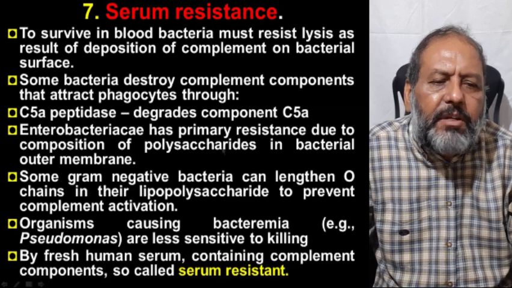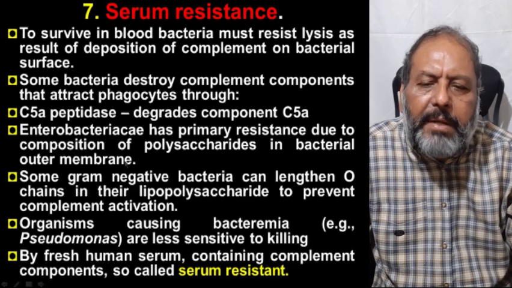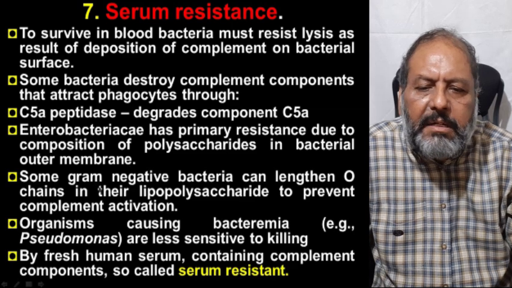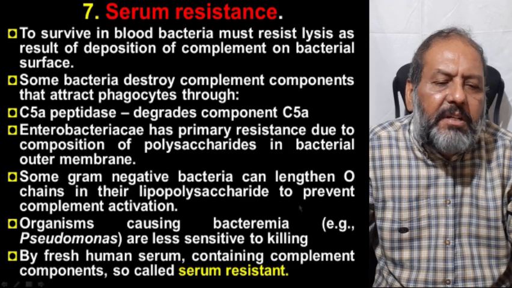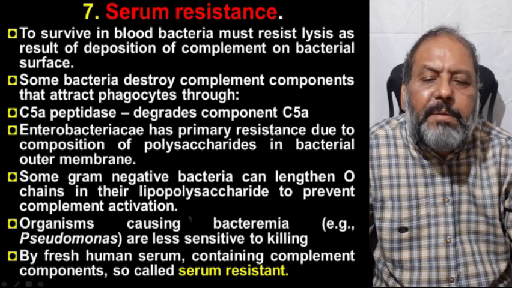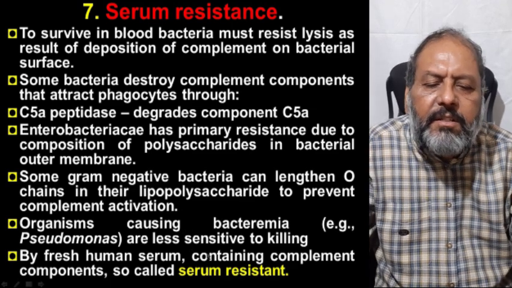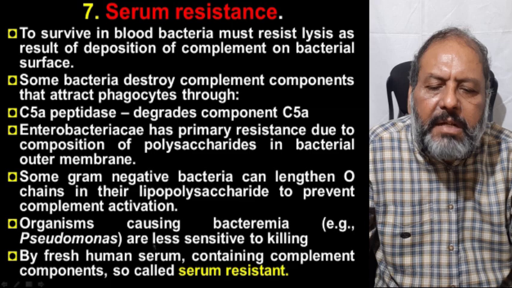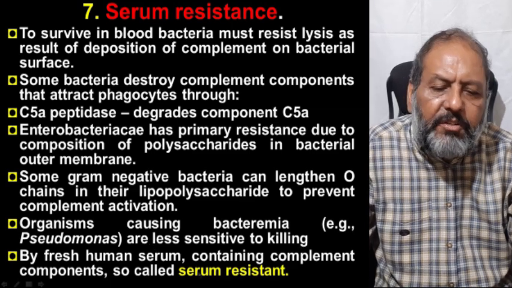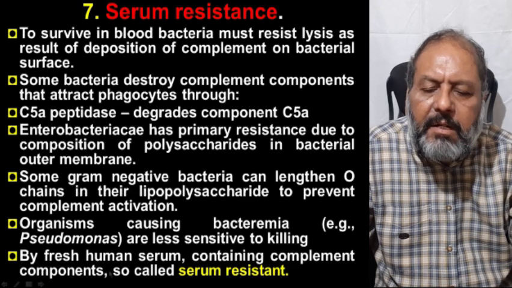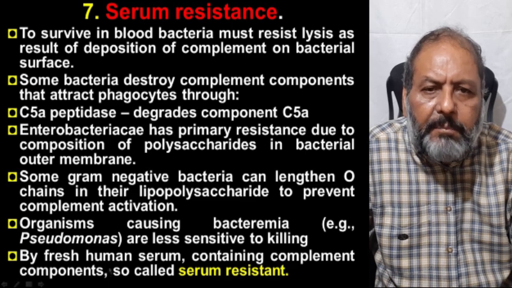Enterobacteriaceae have primary resistance due to the composition of the polysaccharides in the bacterial outer membrane. Some gram-negative bacteria can lengthen the O chain in their lipopolysaccharide to prevent complement activation and to avoid phagocytosis. Organisms causing bacteremia, like Pseudomonas, are less sensitive to killing by fresh human serum containing complement components. So these bacteria can resist the complement in the blood and the serum.